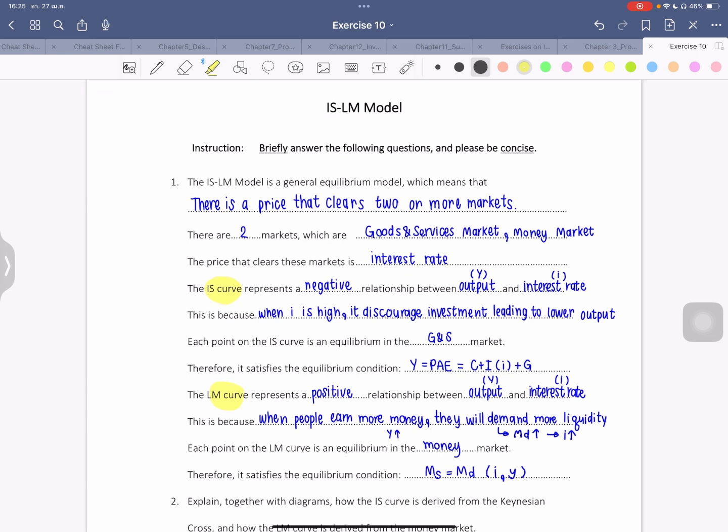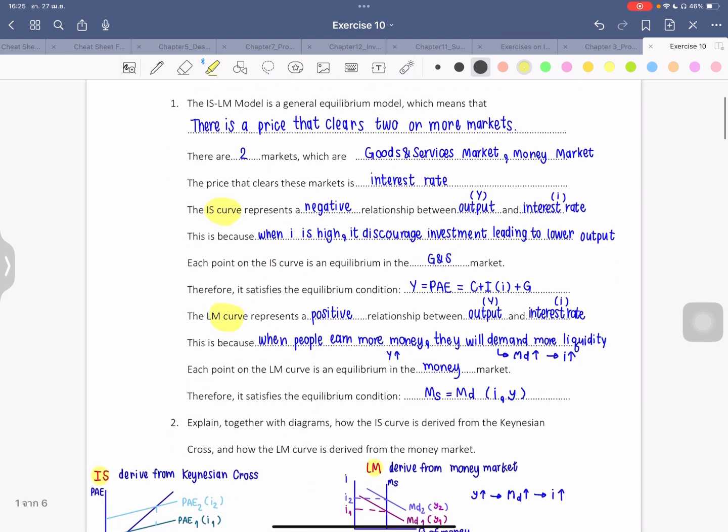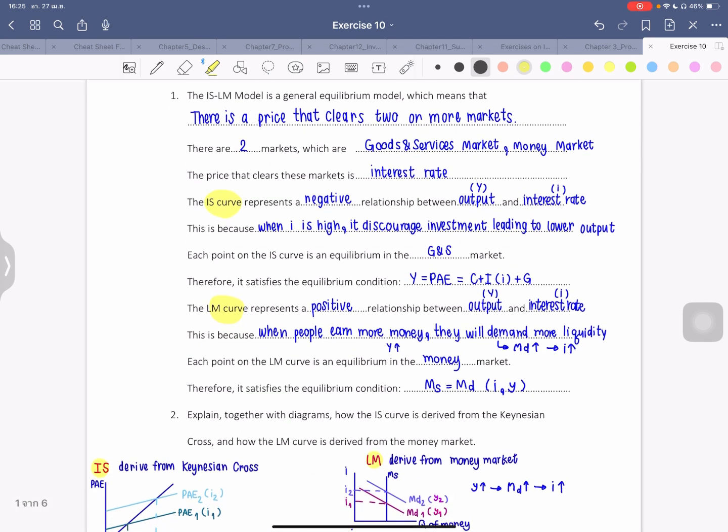The IS-LM model is a general equilibrium model, which means that there is a price that clears two or more markets, which are the goods and services market and the money market. The price that clears these markets is the interest rate. The IS curve represents a negative relationship between output, which is Y, and the interest rate, which is i.